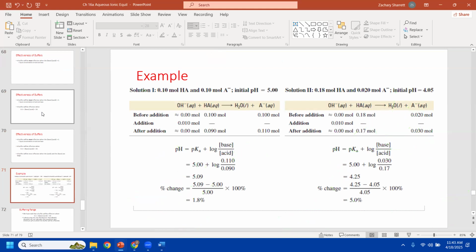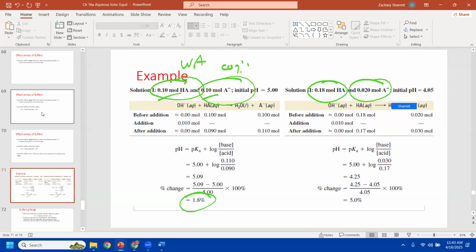This is just a way to show you, when you have equal concentration of weak acid and its conjugate base here, 0.1 and 0.1, when we add something the pH only changes by 1.8%. We could use the exact same buffering system, but now if we use 0.18 molar and 0.02 molar, it's still within that 10-to-1 ratio, so it's still a semi-effective buffer.